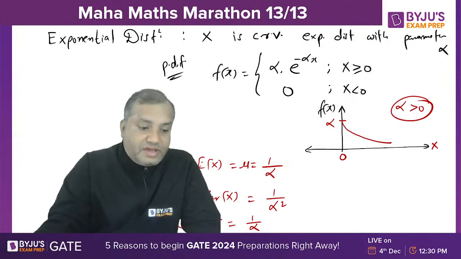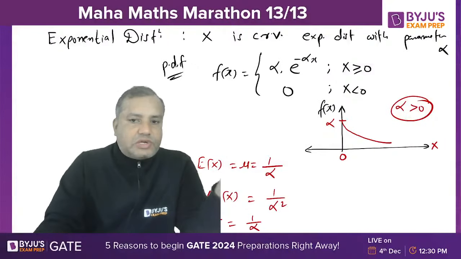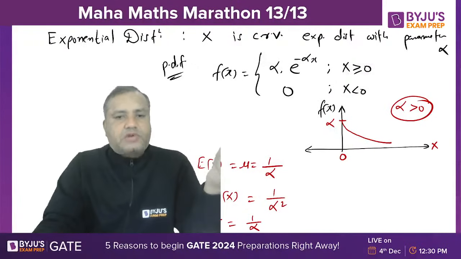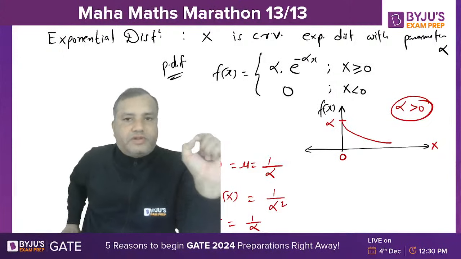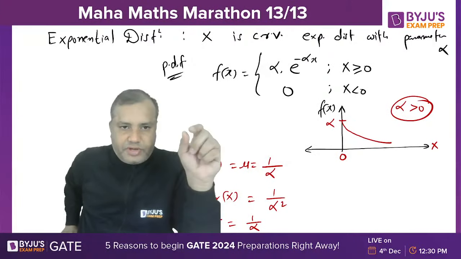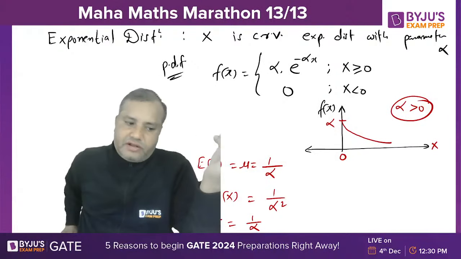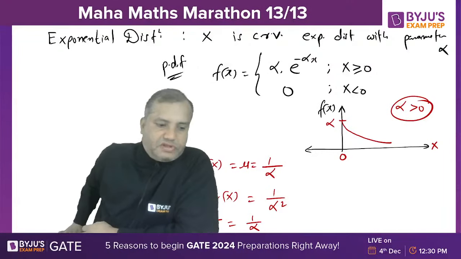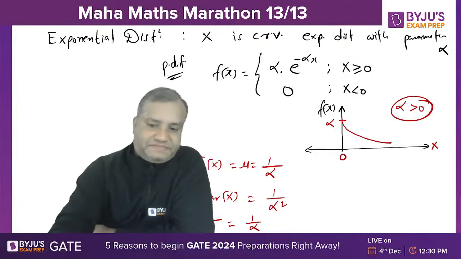In case of continuous probability distribution, either you include the boundary value or you do not include the boundary value. It is not going to affect your result. So 1 by 2, whether you include the equality or not, will not change your result. I need your response.